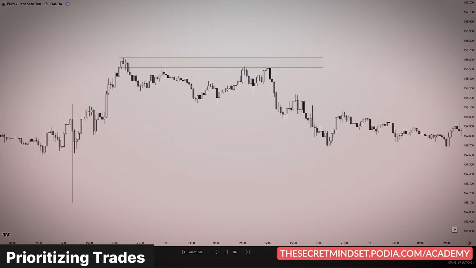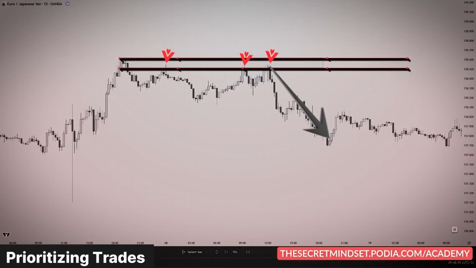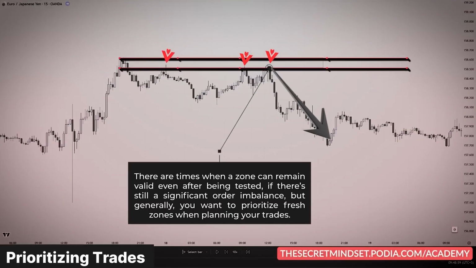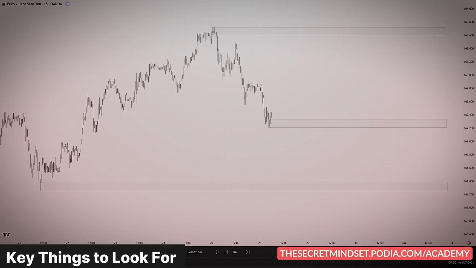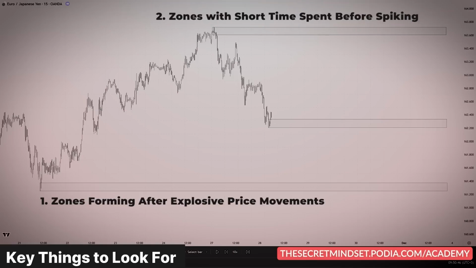Now, of course, there are times when a zone can remain valid even after being tested, if there is still a significant order imbalance. But generally, you want to prioritize fresh zones when planning your trades. So the key things to look for are zones that form after explosive price movements, zones where price only spends a short amount of time before spiking up or down, and fresh zones that haven't been tested or absorbed by the market yet.